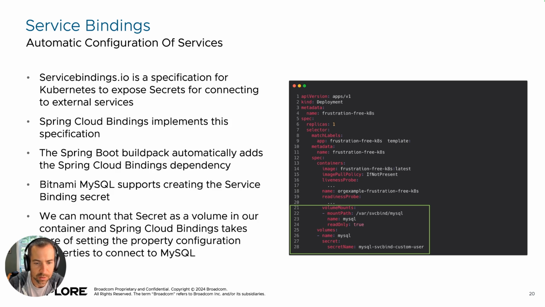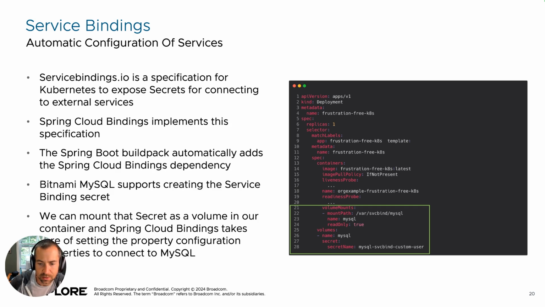Now, we're going to use Bitnami's MySQL Helm chart to deploy MySQL to our Kubernetes cluster. And it supports creating the service binding secret that we need. And so all we need to do then is connect the two. So once the secret is created, we just need to tell our container and Spring Cloud Bindings where that secret is located. What we're going to do is mount the secret in a volume on the container, right?